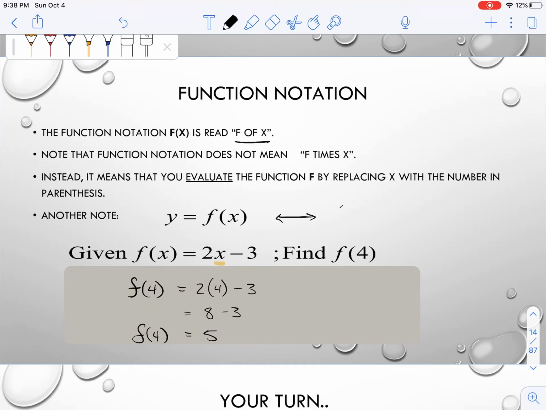Now, if you remember up here, I just said that f of x equals y. This is interchangeable with the xy coordinate x, y, or x, f of x. Input and output. So x here is my input, and the value that I got is the output of my function. So f of 4 equals 5 corresponds to the point on my graph 4, 5.